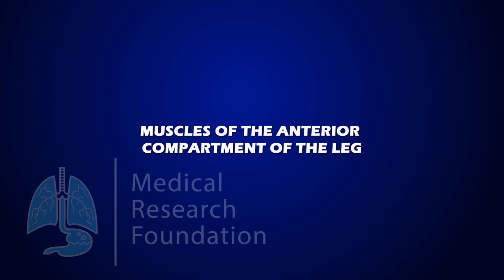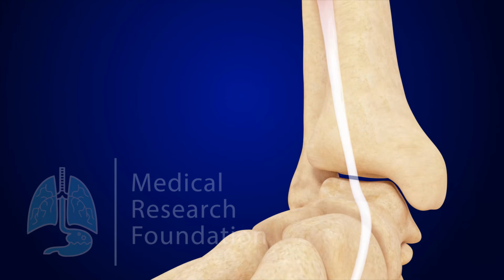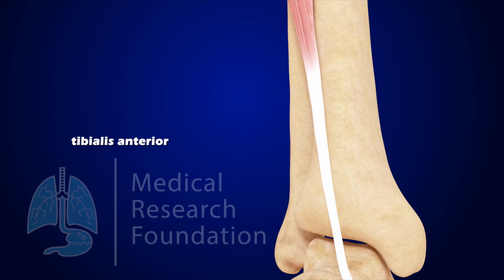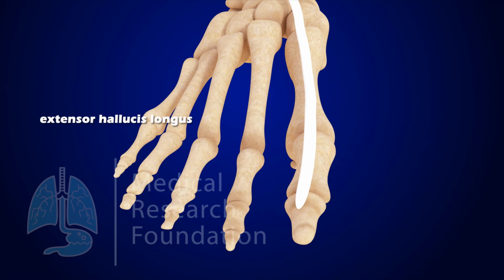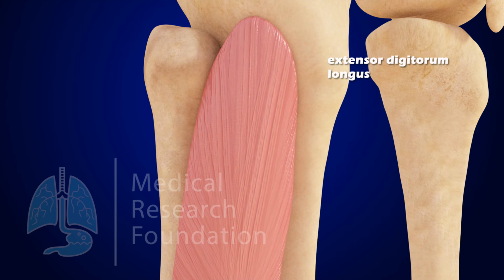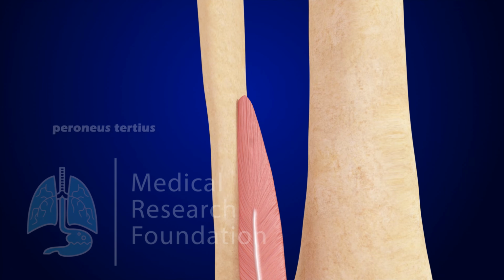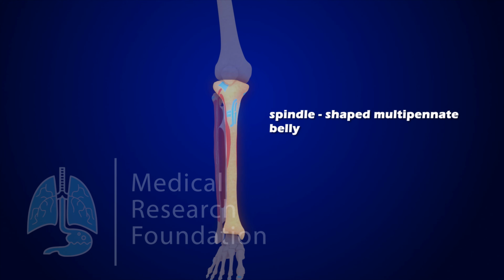Muscles of the anterior compartment of the leg. The muscles of the anterior compartment of the leg are the tibialis anterior, the extensor hallucis longus, the extensor digitorum longus, and peroneus tertius. Tibialis anterior. It has a spindle-shaped multipennate belly.